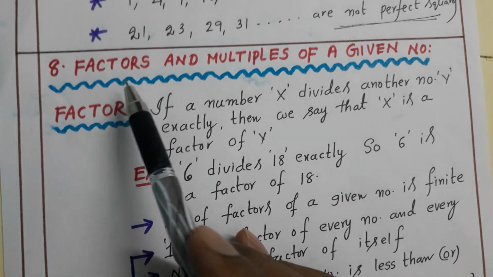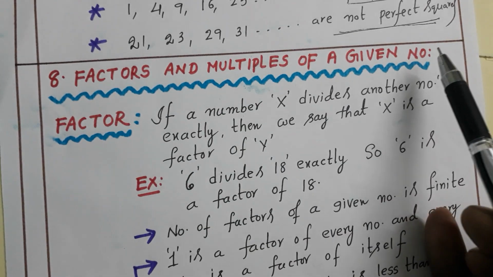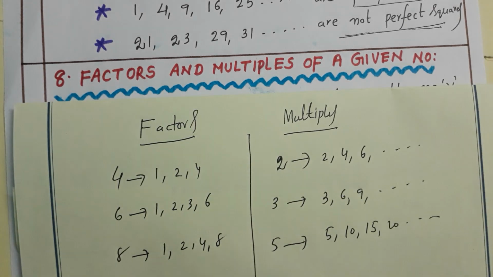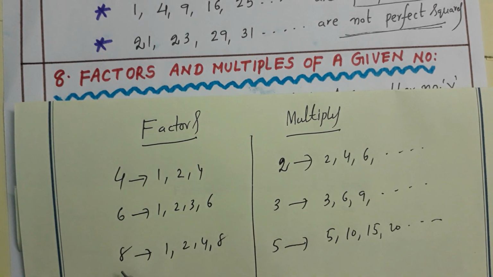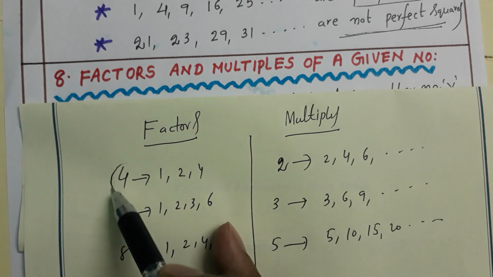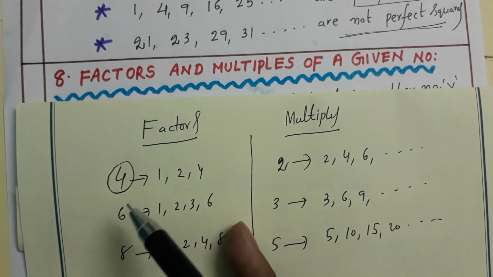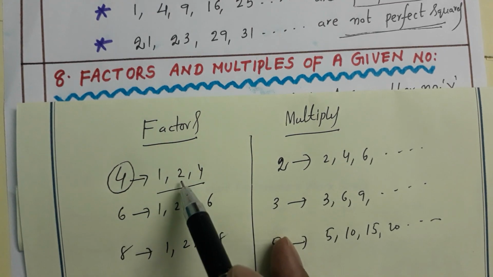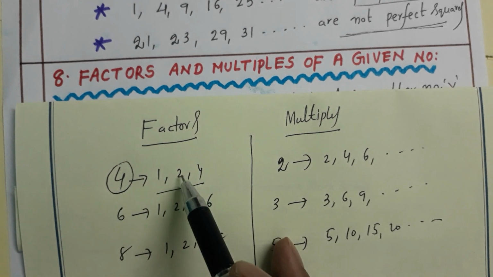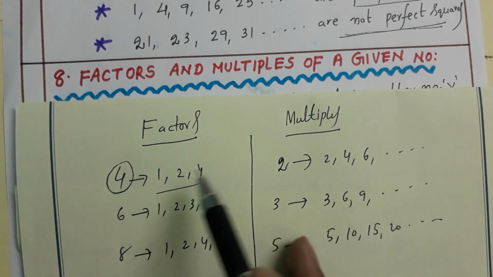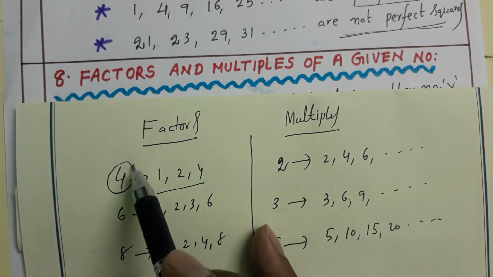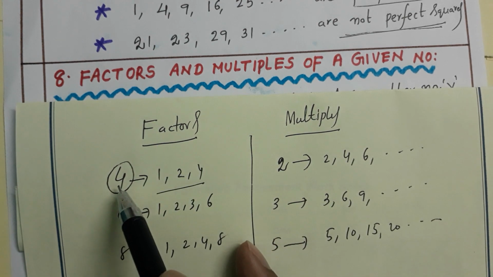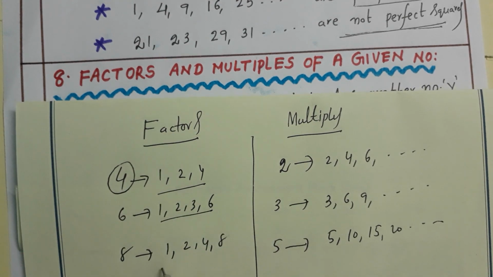Coming to factors and multiples of a given number. I just want to tell you briefly, children. You take the numbers 4, 6, 8. Please say with what numbers exactly this 4 is divisible by. That means we'll say 1, 2, 4. 1 4 is 4, 2 2s are 4, 4 1s are 4. So 4 is divisible by all these numbers. That's why these numbers are called factors of 4. In the same way for 6, for 8.